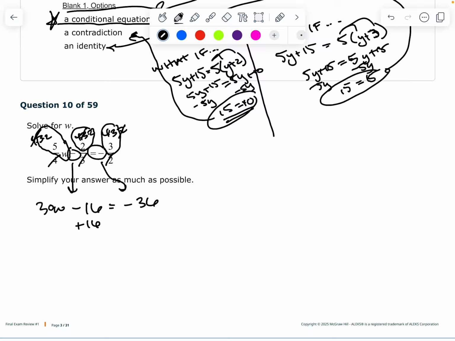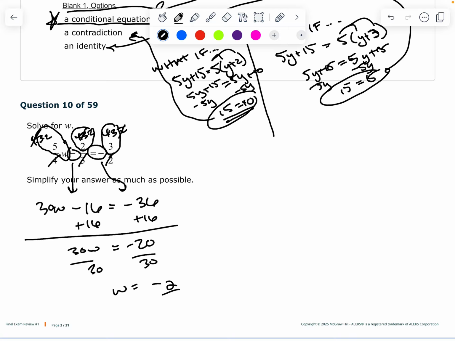I can add 16 to both sides. Notice after the first step, I don't have any fractions left. And then I can divide by 30, and I get w equals negative 2 over 3. Let's make that look a little more like a 3.